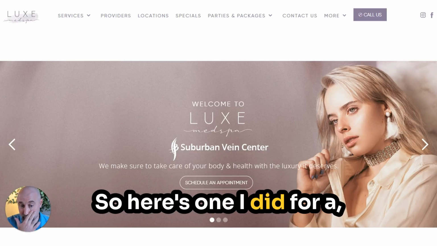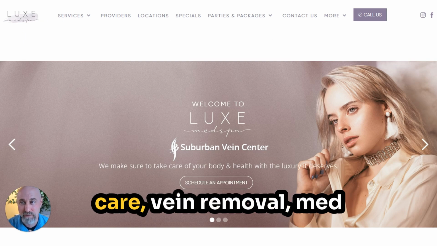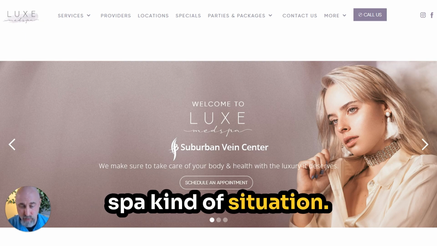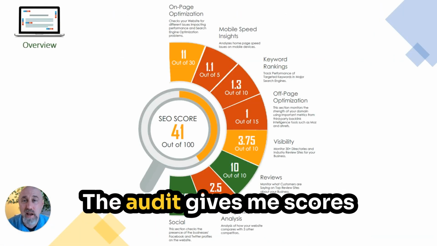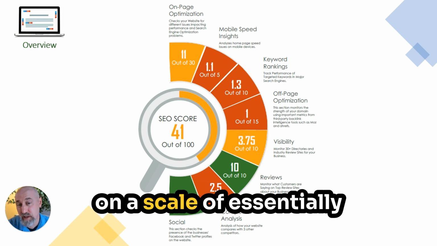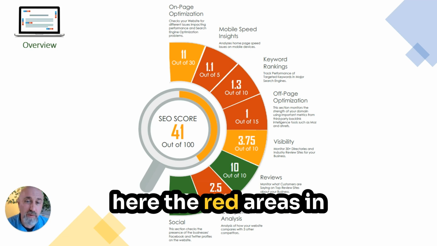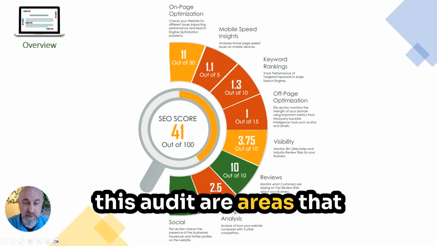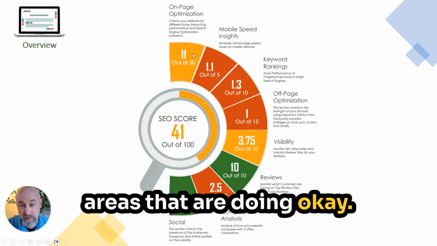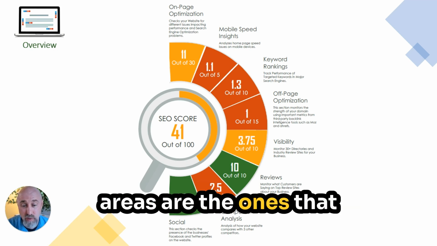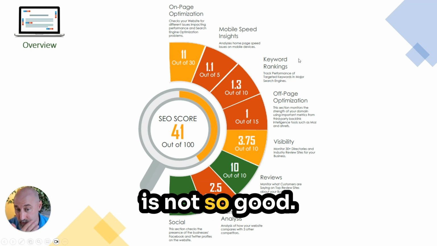So here's one I did for a vein removal, skin care, med spa kind of situation. And this is the website. The audit gives me scores on a scale of essentially 1 to 10. You can see here the red areas in this audit are areas that need to be improved. The yellow areas are areas that are doing okay, and then the green areas are the ones that are doing amazing.